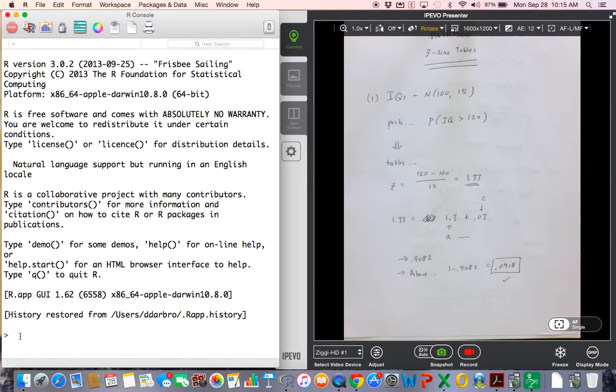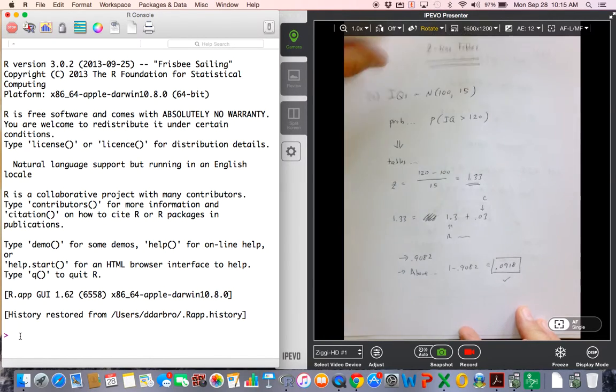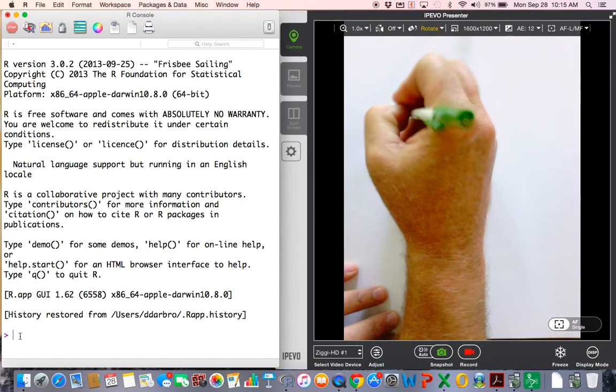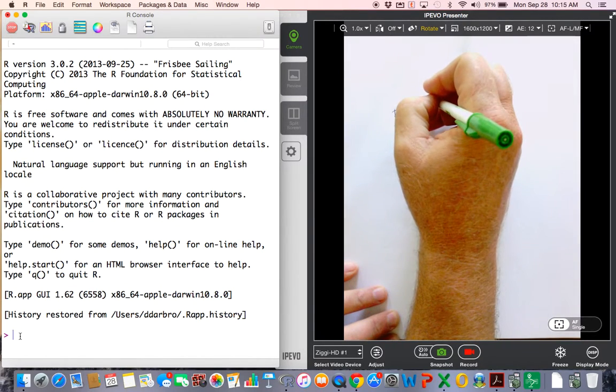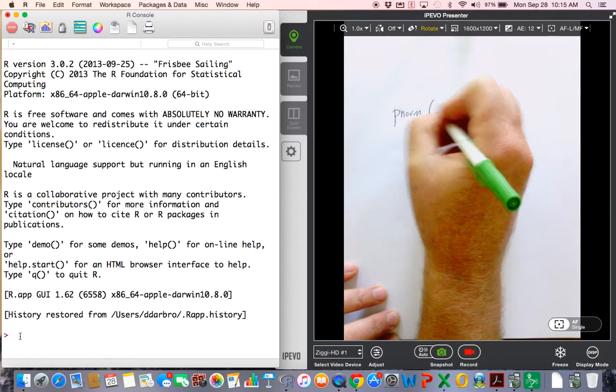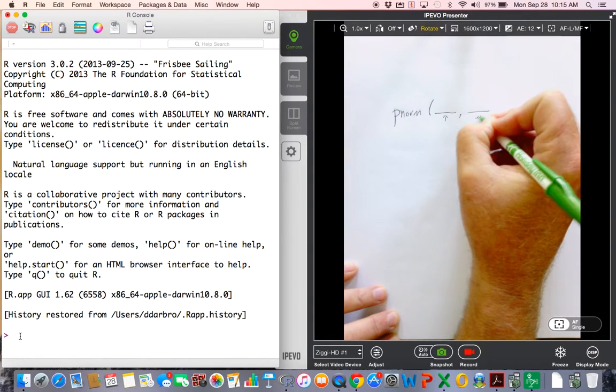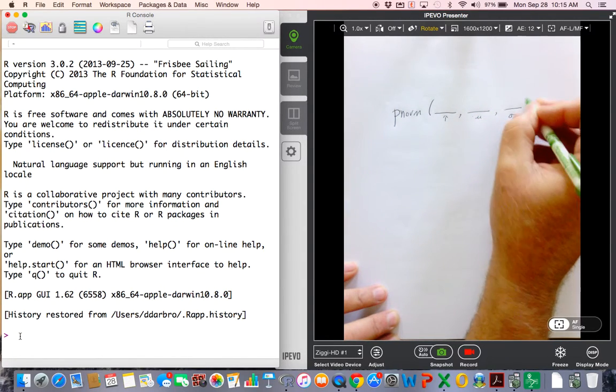Okay, so this one right here, IQ greater than 120. Well, the command on R is pnorm. And that finds these probabilities. This is the value that we want. Then we got to put in the mean and the standard deviation.